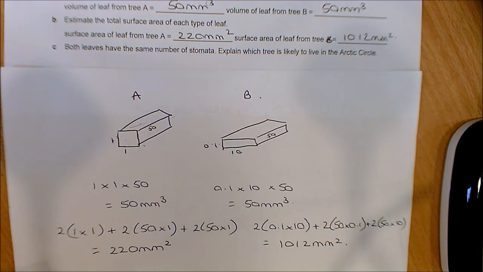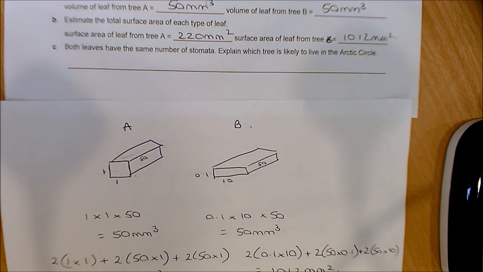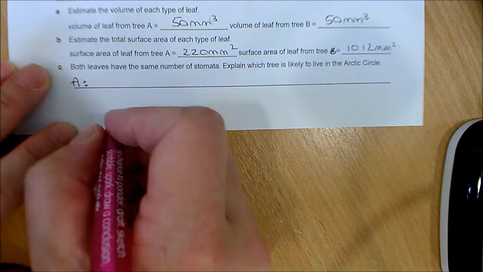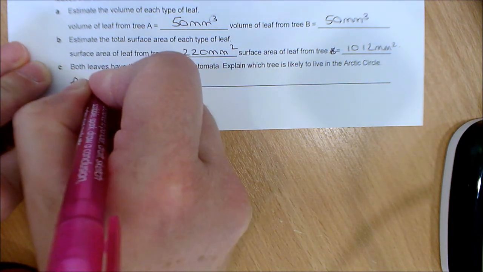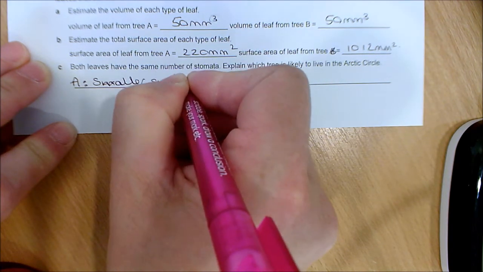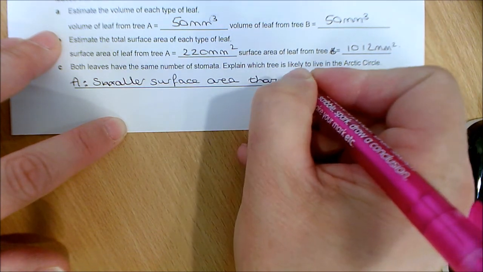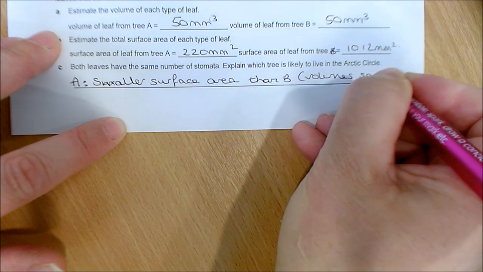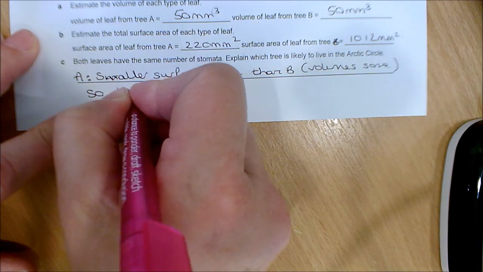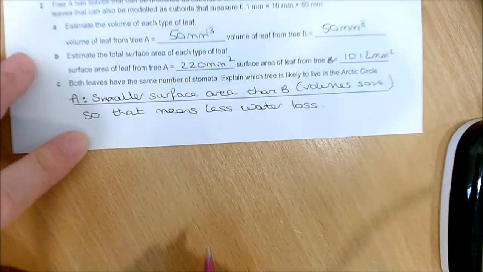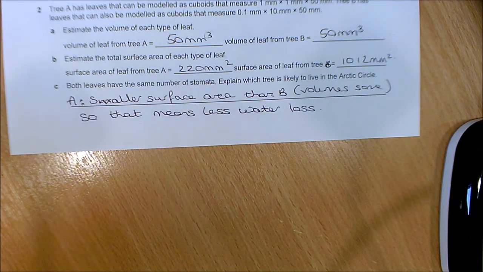So question part C, both leaves have the same number of stomata. Explain which tree is likely to live in the Arctic Circle. Well, it's going to be A. We've just worked that out. It's got a smaller surface area than B, and I'm going to put there that the volumes are the same, so that means less water loss. And remember that you often think the Arctic is going to have lots of water, but the water there is frozen, and so plants, when they do manage to get hold of liquid water, they do want to hold on to it because it's really difficult for them to replace it because all the rest of the water around them is frozen.